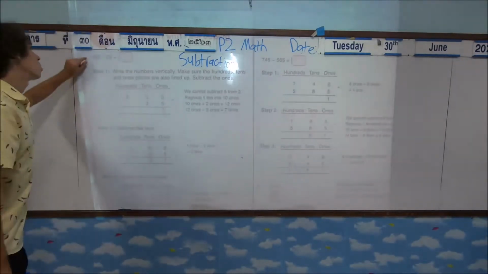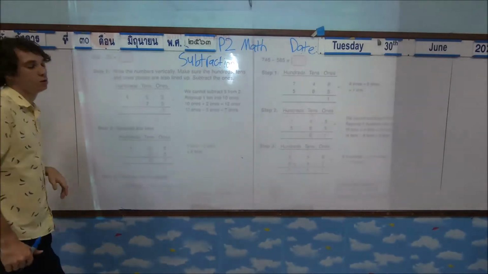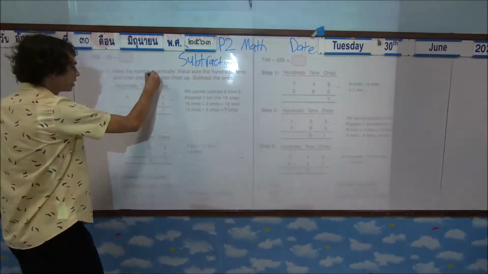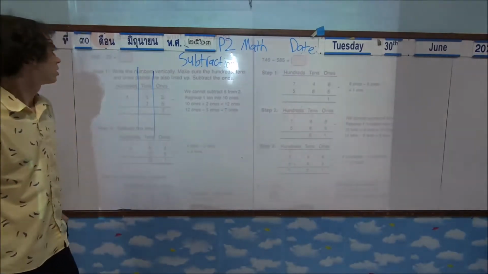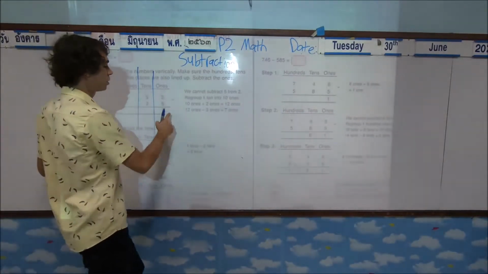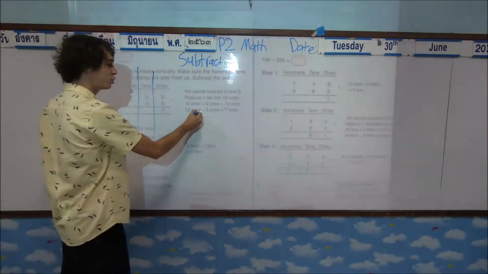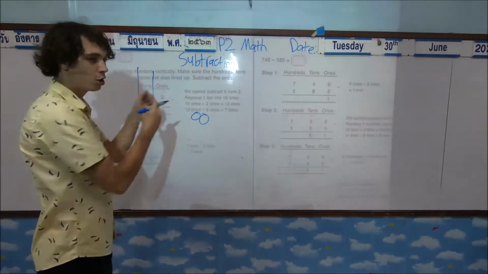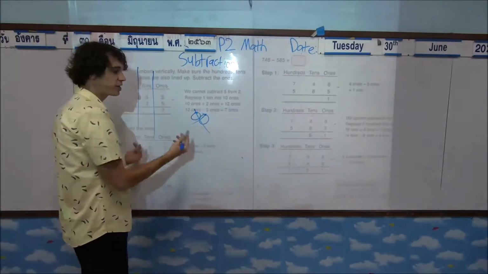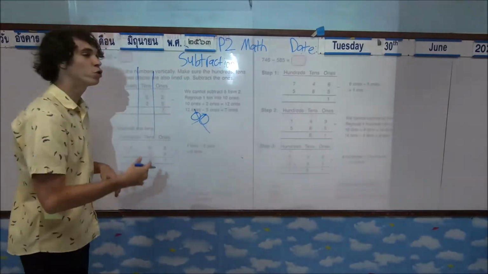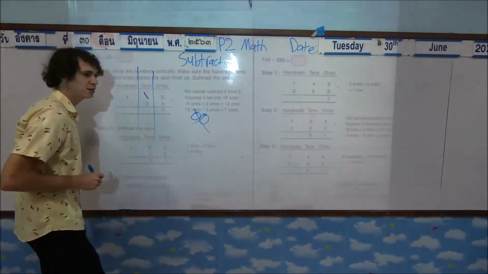Okay, let's look. We have 452 minus 25. Write it up and down. Ones, tens, hundreds. So to start, I have 2 minus 5. If I have 2, can I take away 5? No, I only have 2. I don't have 5. So we need to borrow. We need to take 1 from the tens place.